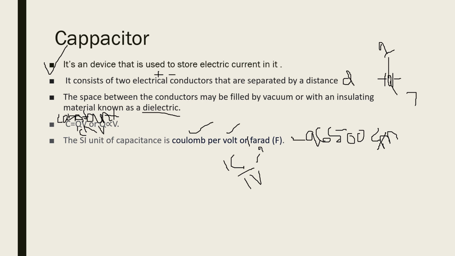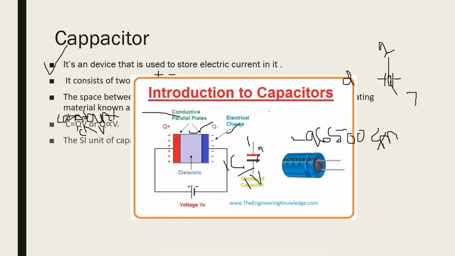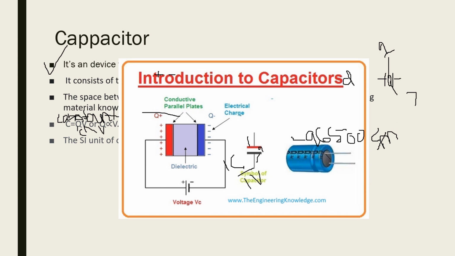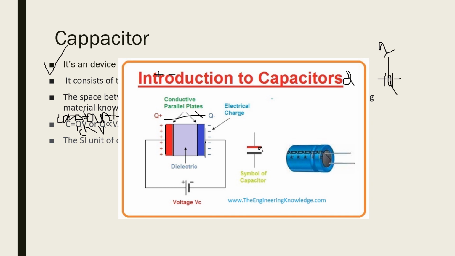Now that's all about the capacitor. Let me just show you a picture of the capacitor. Here we can see that there is a capacitor. As I told you, the capacitor is composed of two electric plates, the positive one and the negative one. The positive one moves towards the negative one.